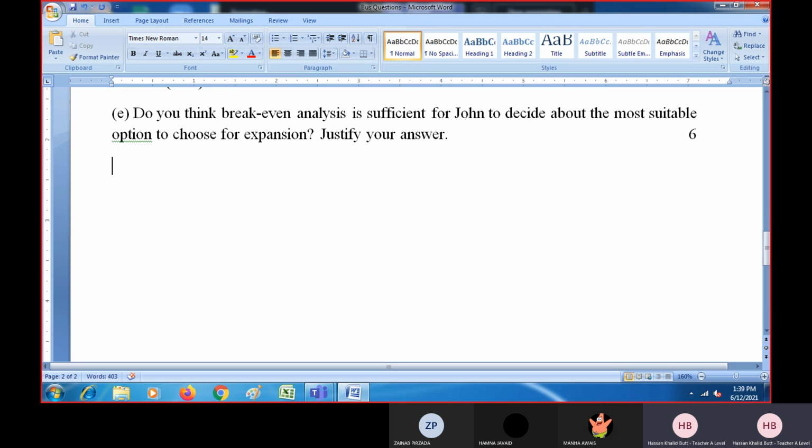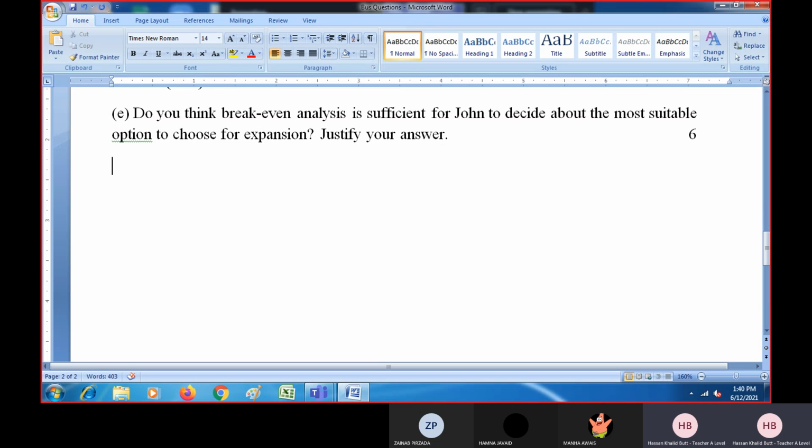Let me give you an example. It's written, do you think break-even analysis is sufficient for John to decide about the most suitable option to choose for expansion? So you can go either way. If you write break-even analysis is sufficient, you have to give a reason behind it, the justification. Or if you write break-even analysis is not sufficient for John to decide about the most suitable option, you can go with that option as well. But again, you need to give the justification for it.